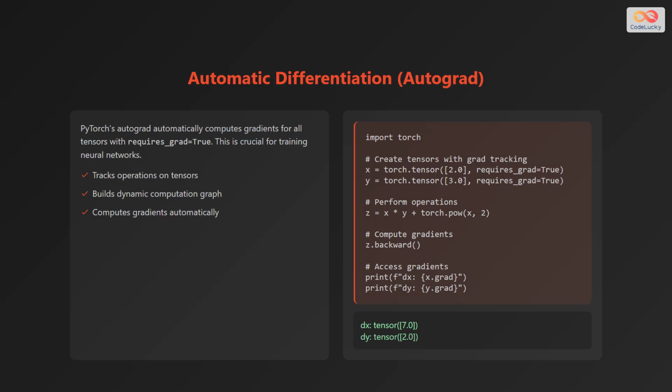Here's an example. Import torch. Create tensors x and y with requires_grad equals true. Perform operations such as z equals x multiplied by y plus torch.pow x to the power of 2. Compute gradients using z.backward. Access gradients using print f-string dx colon, then x.grad. Similarly, print f-string dy colon, then y.grad. The output shows the computed gradients for x and y.